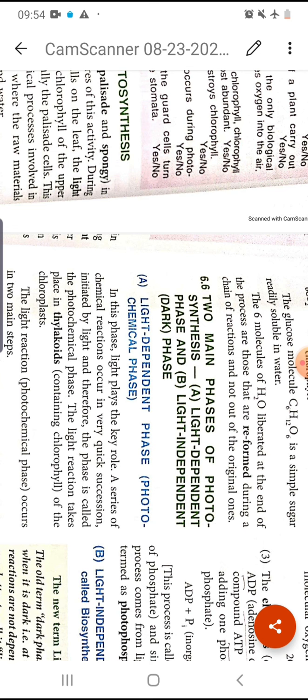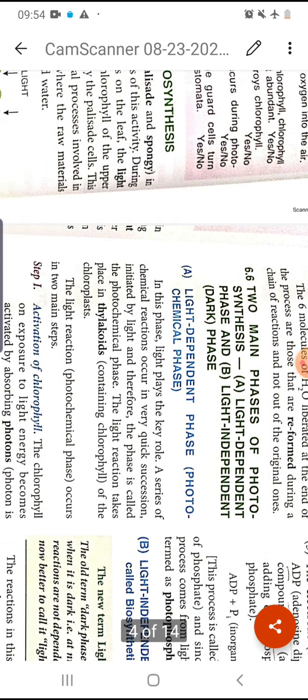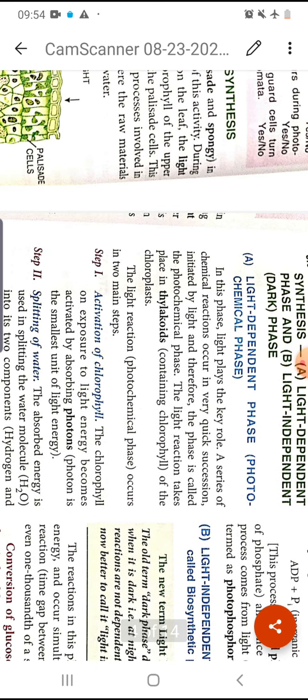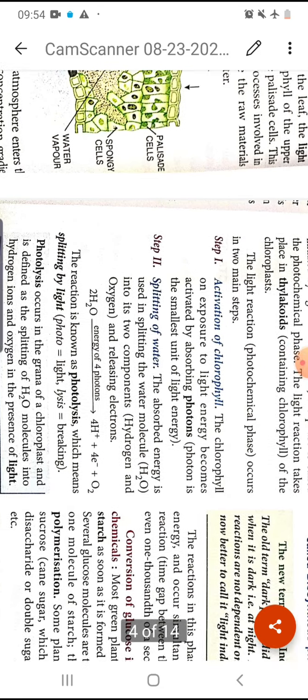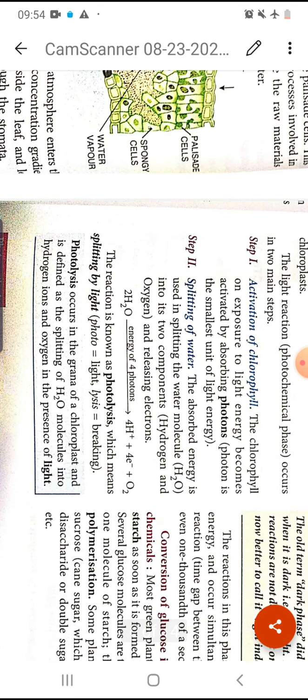That means for this, light is not essential. Now the first phase, that is the light dependent phase or photochemical phase. Okay, so this generally occurs inside the chloroplast, means inside the thylakoid, which contains the chlorophyll pigment. So some steps are there. First step is the activation of chlorophyll pigment. The chlorophyll pigments are generally activated by absorbing the photon. So photon is the smallest unit of light energy.